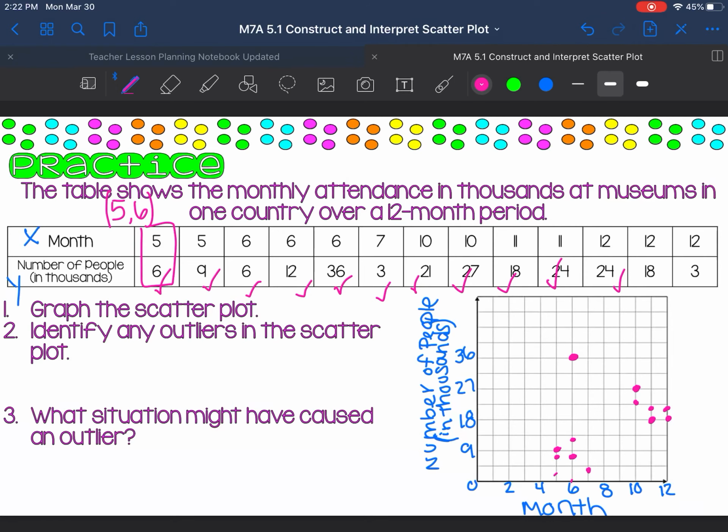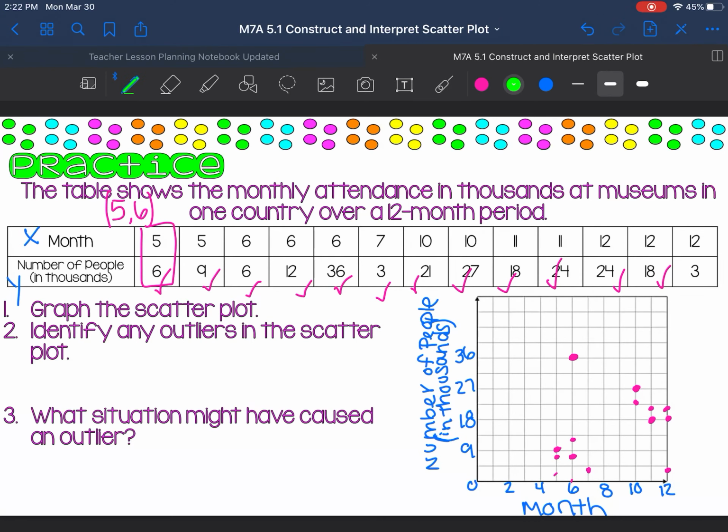So it looks like November and December have very similar data points, except I have a 3 for December. All right, so now it wants us to identify any outliers in the scatter plot. So let's take a look.